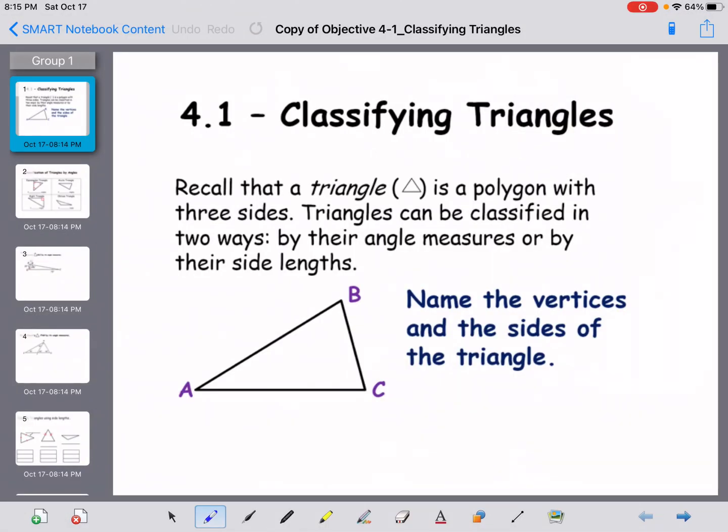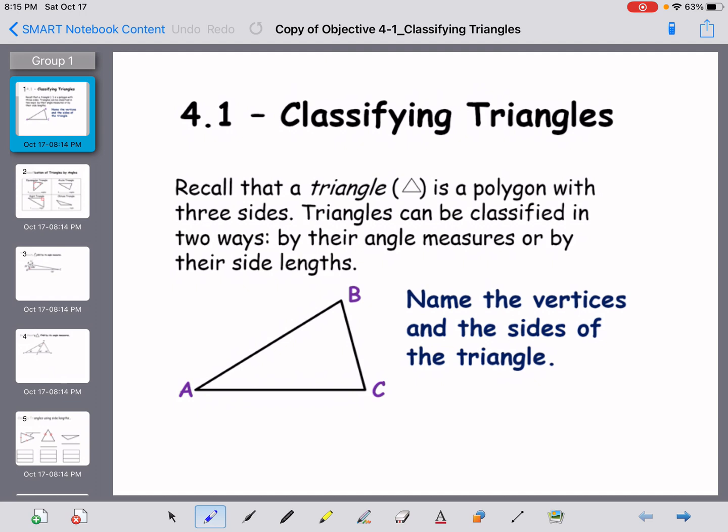Okay, so today for 1, classifying triangles, we're going to begin our Unit 4. Recall that a triangle is a polygon with 3 sides. Triangles can be classified in 2 ways, by their angle measures or by their side lengths. You can think of that as having a first name and a last name.